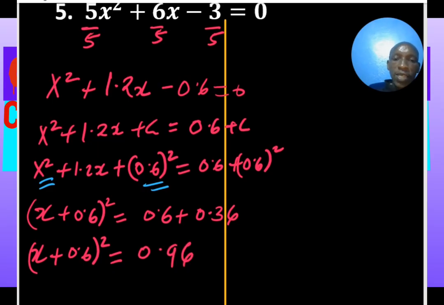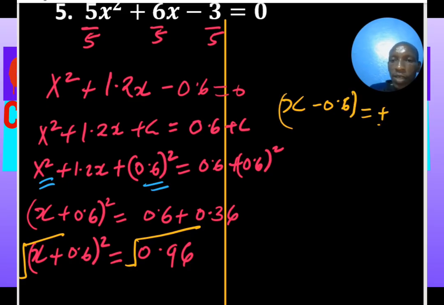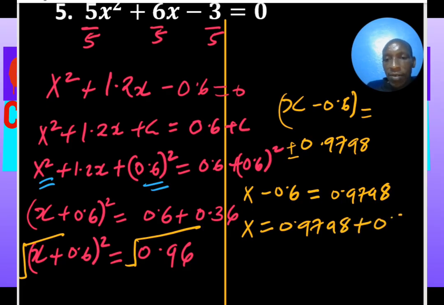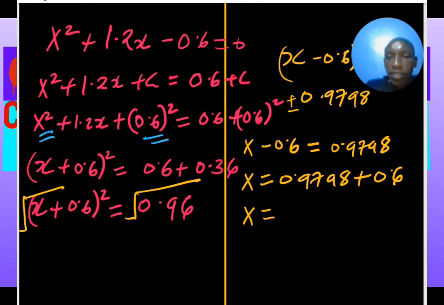x plus 0.6 squared is equal to 0.96. We get the square root of each side. So that one will leave us with x plus 0.6 is equal to plus or minus the square root of 0.96, 0.9798 to 4 figures. So therefore, our x plus 0.6 could be equal to positive 0.9798. That will mean that x is 0.9798 minus 0.6.